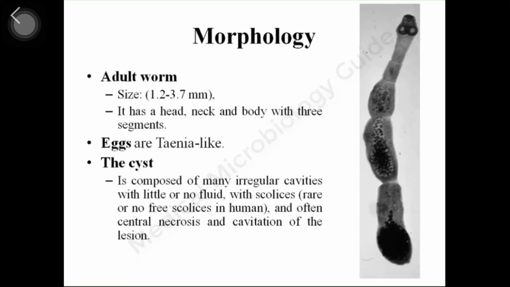The morphology of Echinococcus multilocularis and Echinococcus granulosus is almost the same. The adult worm, compared to Echinococcus granulosus, is small, around 1.2 to 3.7 mm. It has a head, neck, and body with 3 segments. The proglottids are immature, mature, and gravid proglottids. The gravid proglottids will have the eggs. The eggs resemble other Taenia eggs. And the cyst is composed of many irregular cavities with little or no fluid, and often central necrosis and cavitation of the lesion.